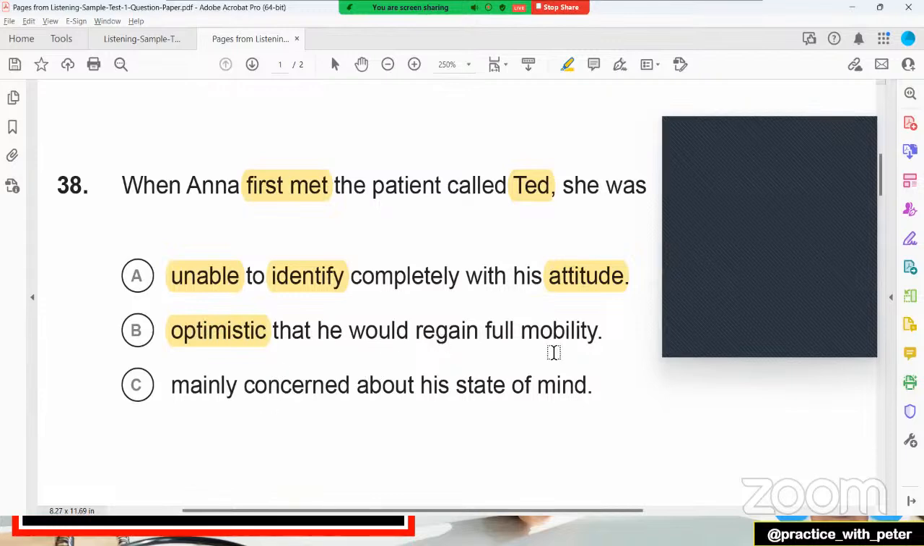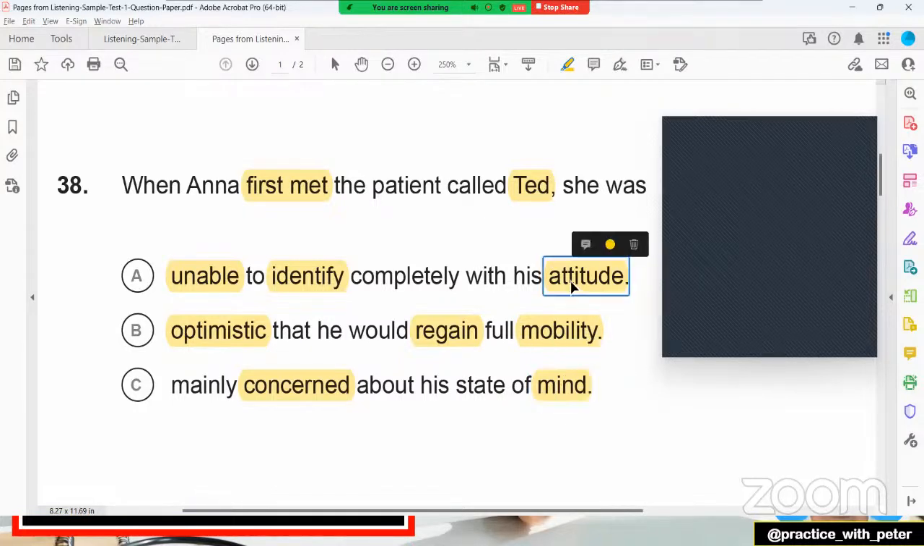That he would regain full mobility. Regain mobility. Okay. Next one, mainly means basically, fundamentally. Concerned means worried. Negative: unable, negative; concerned, worry, negative. State of mind, mental. This is mental, this is personality, this is physical. So personality, a mental state, mental condition. State of mind is mental condition.